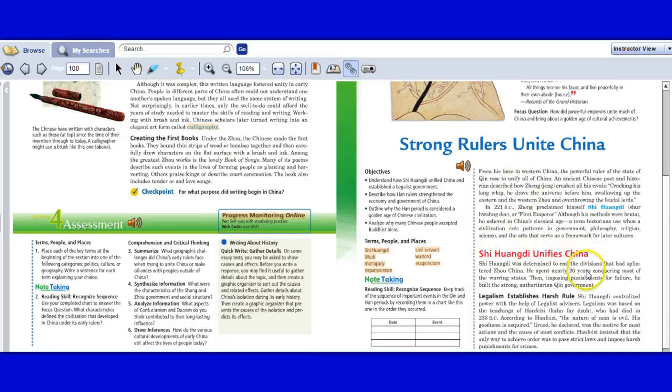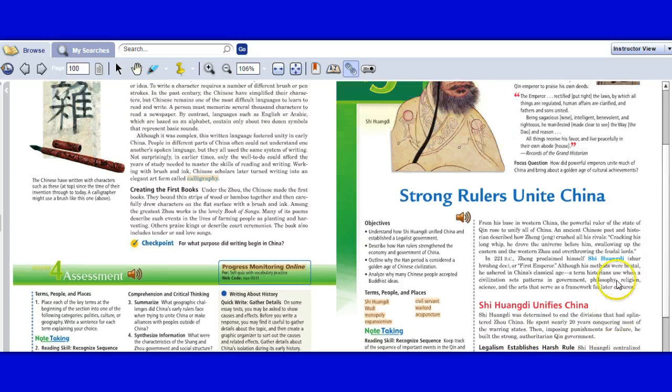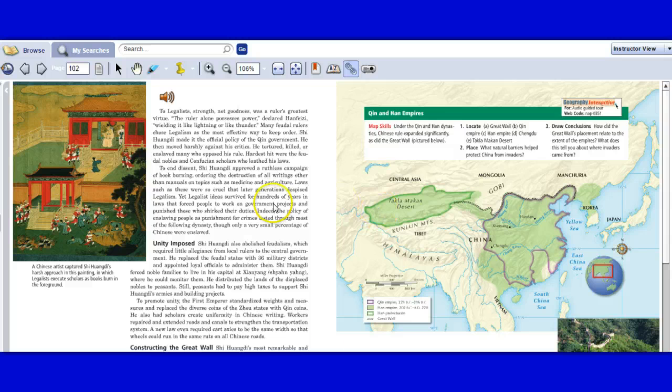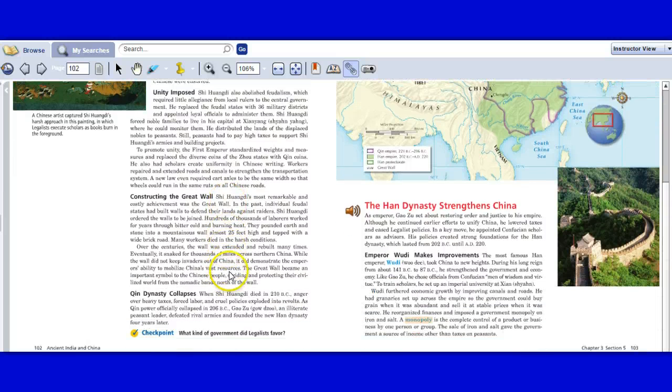Shi Huangdi unifies China. Essentially, the Zhou come into power, and then the Qin government comes in, Qin being the namesake of China. Legalism establishes harsh rule. They actually are quite intense in their rule and how they rule to help them keep the power and unite the people. Unity is imposed. They then construct the Great Wall, which becomes kind of interesting.